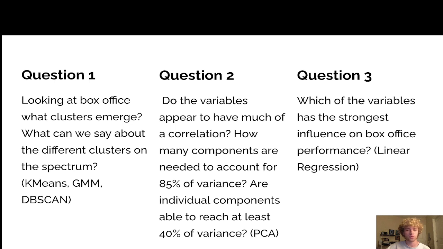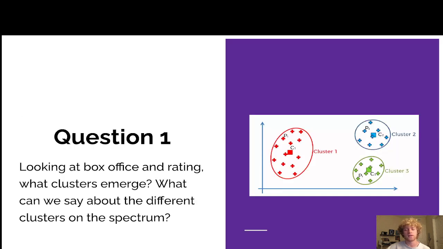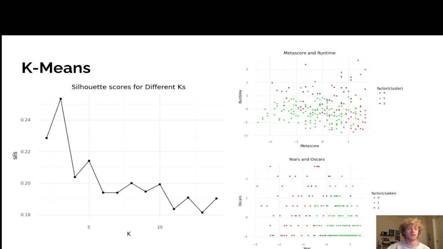Looking at question 1, we have our clustering method, and then also can we say anything about the different clusters? Using K-means, as you can see on the left, I broke down the silhouette scores for different Ks ranging from 2 to roughly 15. The best performing K was 3, but if you're looking at the silhouette score on the left and actually tracking what that number is, it's very low.